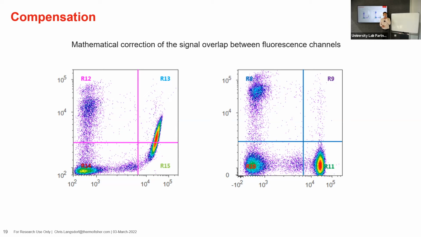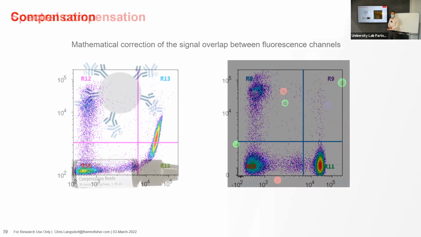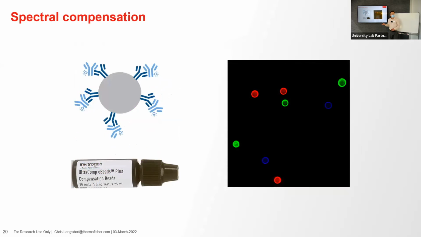So if we have a lot of cells available, if we're using human blood, we probably have lots of cells. We can just use cells and label them with each of our antibodies. If we don't have a lot of cells available, we can use fake cells. We can use compensation beads that, if we add our antibody to these beads, will bind to it, and we can use that to teach our instrument what each color looks like.